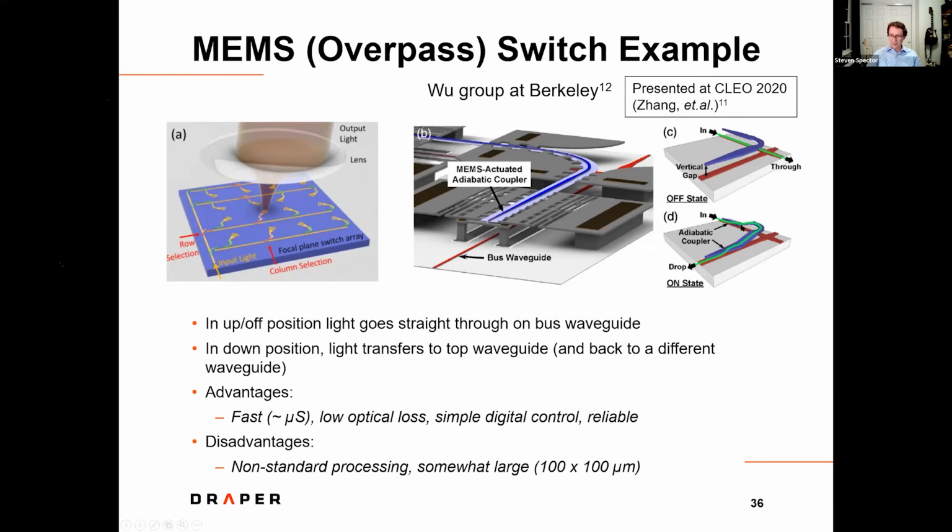Oh, sorry, I'm going the wrong direction. The light slopes up, goes around the bend, slopes down, and then there's another structure. These are tapers that will push the light back down into the lower waveguide.